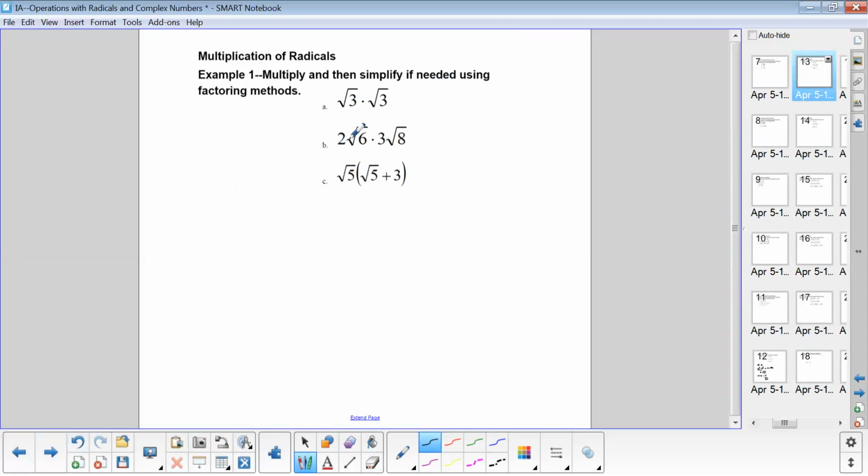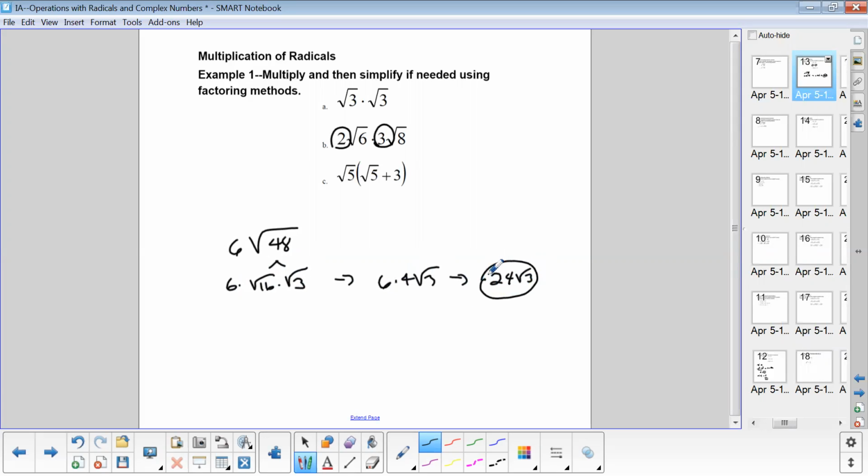Let's look at the next problem where you're multiplying. You would multiply the 2 and the 3 factors, so that would give you 6. Then the square root of 6 times the square root of 8 would give you the square root of 48. We always want to try to simplify that, so you're thinking perfect squares, which would be 16 and 3. That would simplify to 6 times 4 times the square root of 3, which is 24 square roots of 3. So remember, you're multiplying the radicands, and you multiply the factors.